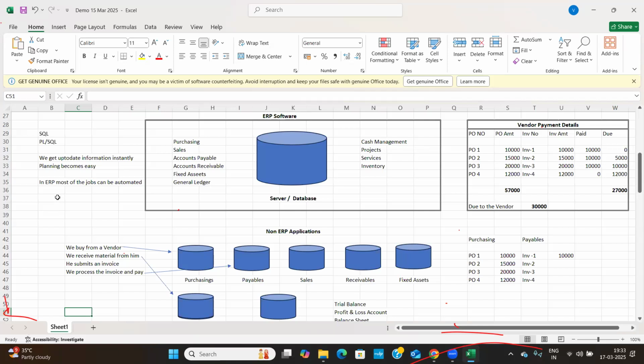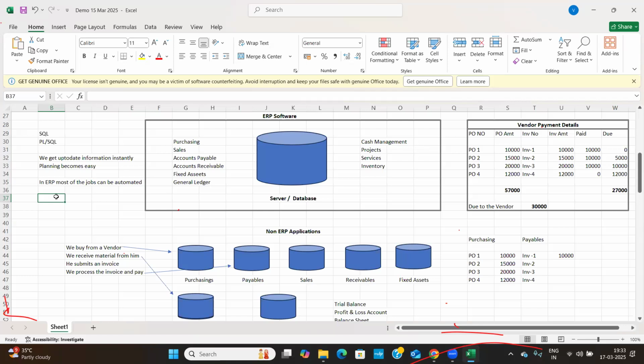Suppose your production wants some raw material. You can set min-max planning in the inventory application. That means the minimum level and maximum level of inventory that you can maintain. If it goes below the minimum level, the system can automatically raise a purchase order on the vendor and send it to the vendor. So that is the beauty of the ERP, because the information is available.